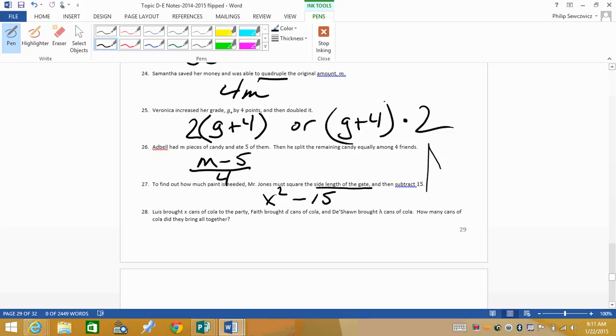Last one, Lewis brought X cans of cola to the party. Faith brought D cans, and Deshaun brought H cans. How many cans did they bring all together? All together means to, yep, add. So let's add them up. X plus D plus H. That's all that we want.